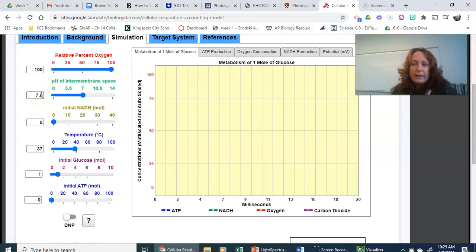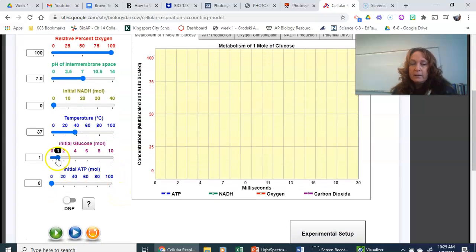Physiological would be more like 7.3, but he's left it at neutral. And then what you're really doing is, I don't have any ATP to begin with. I don't have any electron carriers to begin with. All I have is glucose. So what happens if I press the button and we metabolize that 1 mole of glucose?